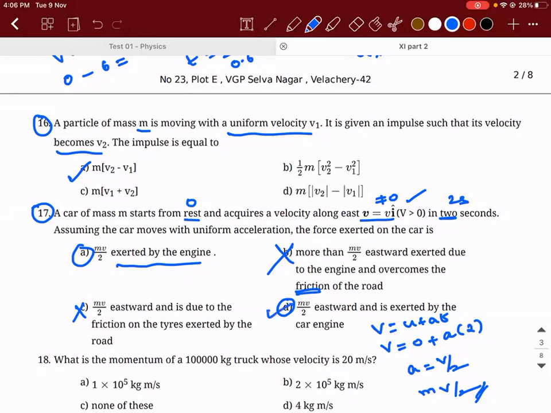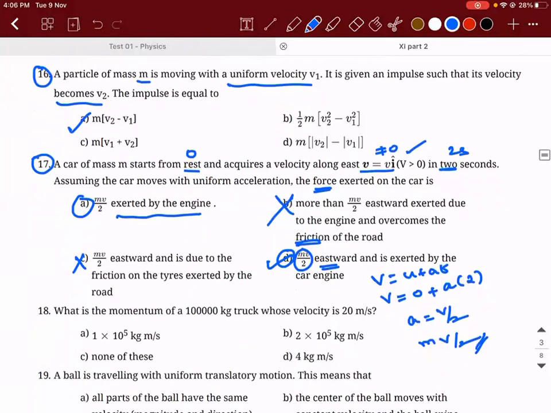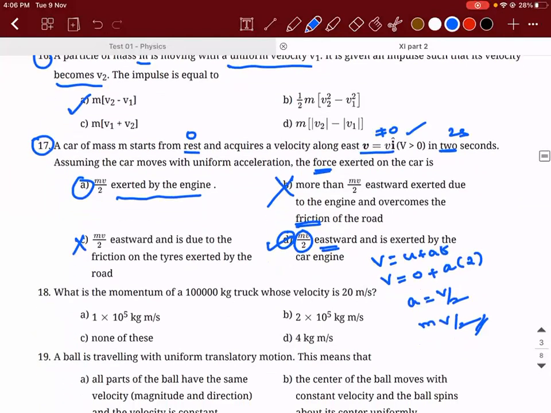Is it not D? Because they are asking about force. When you're talking about force, along with the magnitude, you should also say the direction because it's a vector quantity. So for me, option D makes more sense.